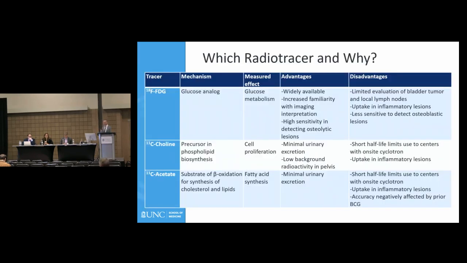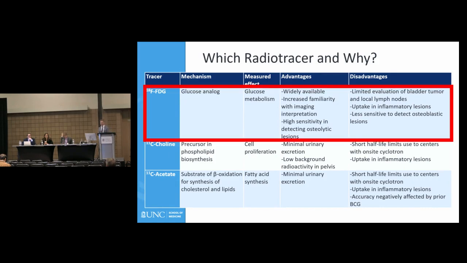So which radiotracer do we use and why in terms of bladder cancer? FDG is widely available. It has a high sensitivity for osteolytic lesions, but it often will have some false negatives in osteoblastic lesions. And it pools in the bladder, making it very difficult to assess any primary tumor of the bladder itself. Alternatively, choline and acetate are radiotracers that you can consider using, but one of the limitations is their short half-life, which requires an on-site cyclotron. And of note, acetate's performance is negatively impacted in patients who have had prior BCG.